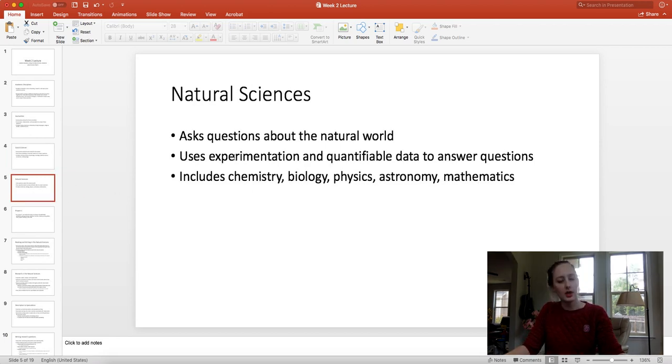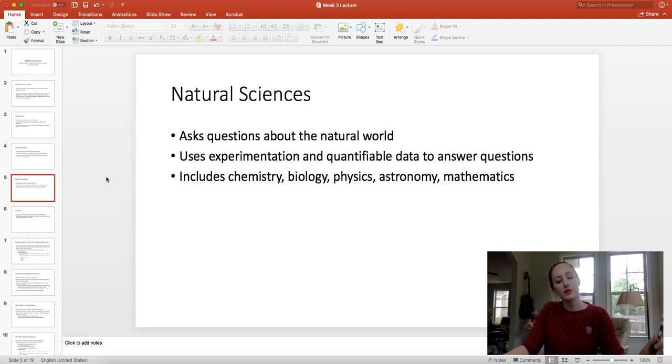Now, the one that we are going to talk about in our first unit is the natural sciences. The natural sciences ask questions about the natural world. It may investigate a natural aspect of humanity, like with neuroscience, but it's not asking about human behavior, why we behave the way that we do. In the natural sciences, they use experimentation and quantifiable data to answer these questions about the natural world. Some fields within the natural sciences include chemistry, biology, physics, astronomy, and mathematics.